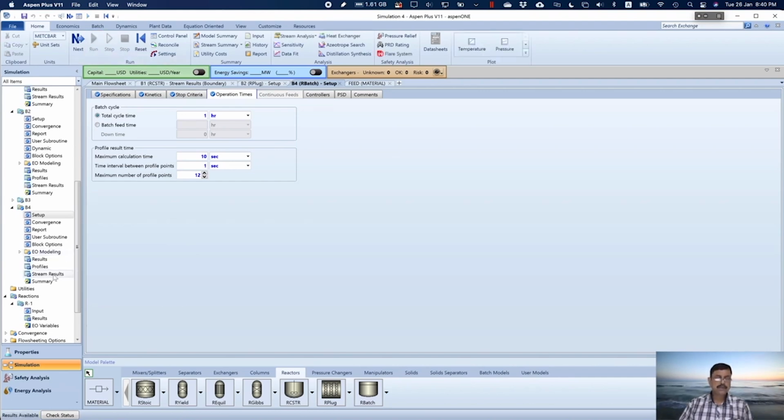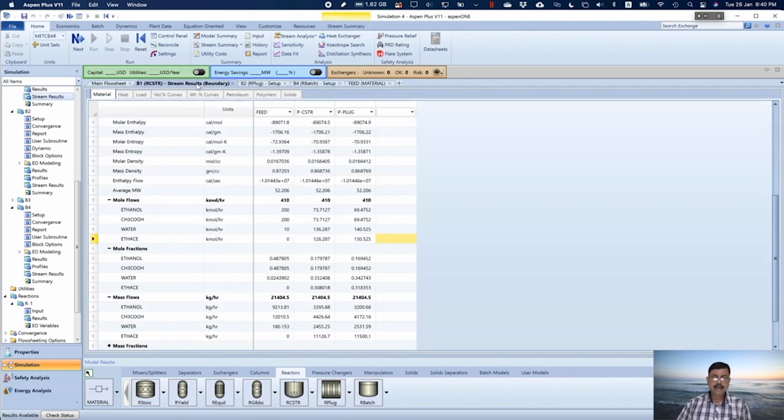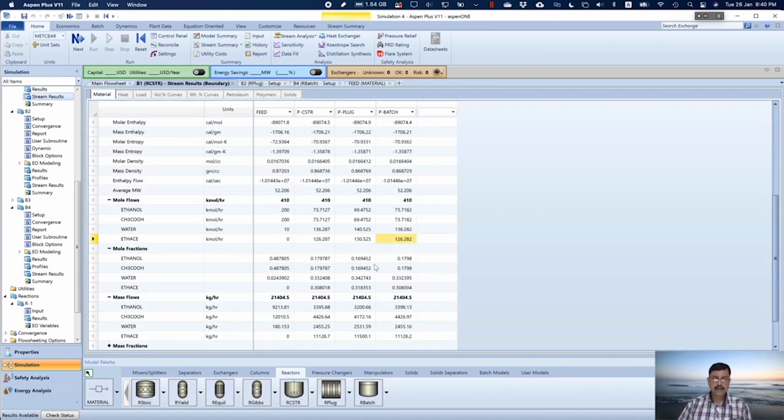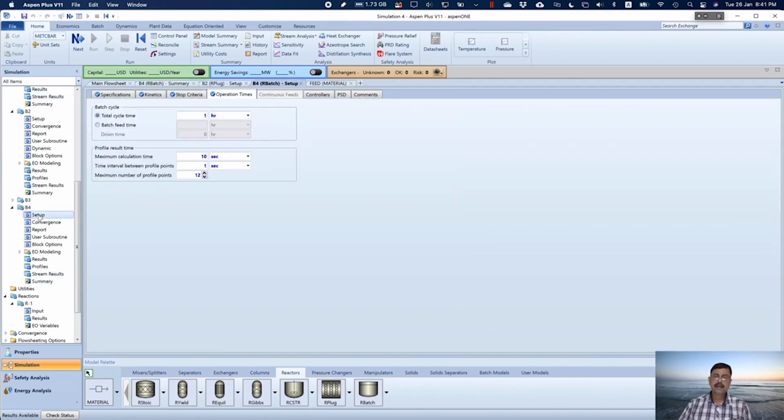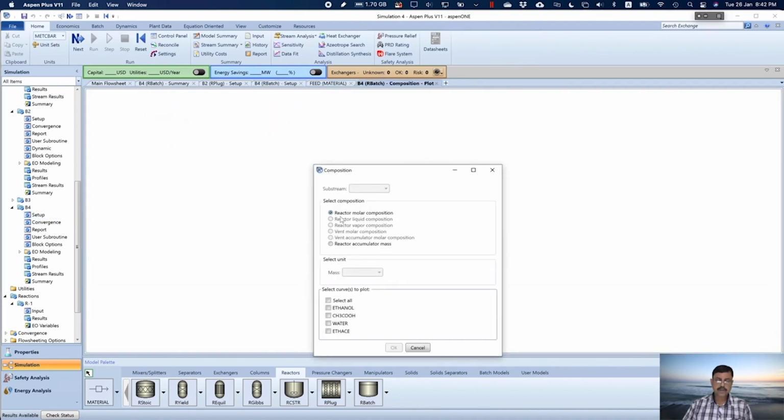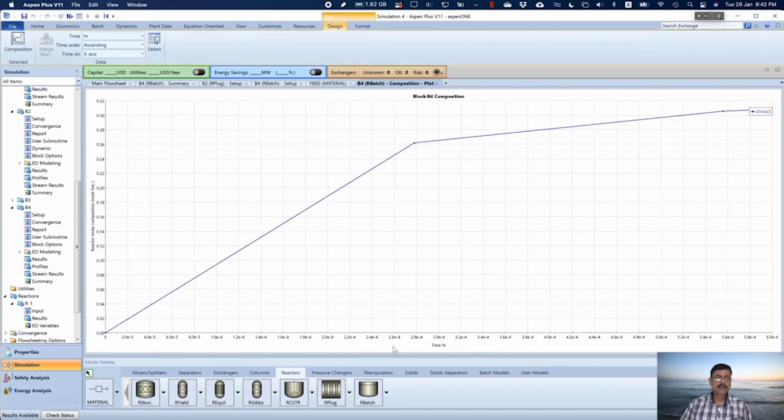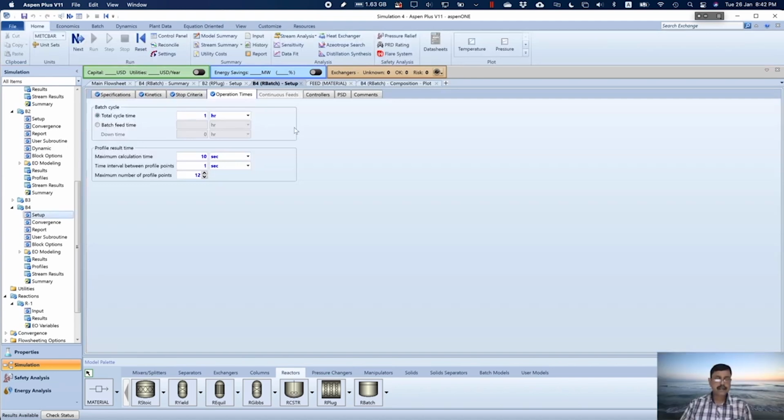So just go back to the stream results and add in the P batch, and see it has stopped when the mole fraction of ethyl acetate is 0.3080. At this point it has stopped. So it is matching with the data of the PCSTR stream. Now one more thing that you can see over there. Just go to the setup. Here you can bring in the composition, reactor molar composition of ethyl acetate. Press OK. So this is the composition you get.